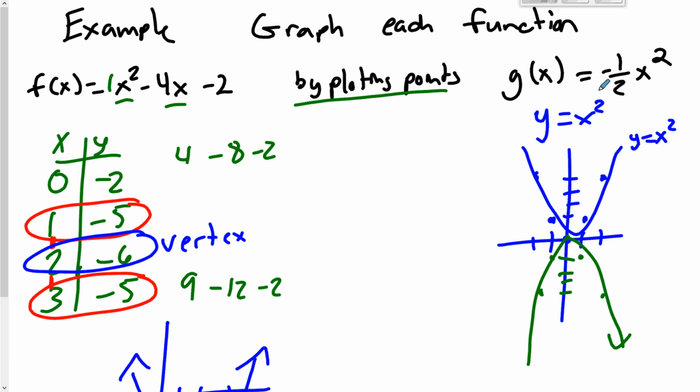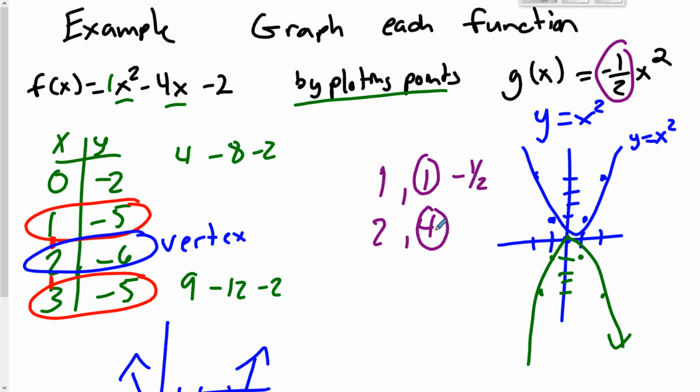And now that 1/2 is a fraction, right? So that means it's going to be wider than this one. So our ending one is going to be wider by a factor of 2, right? So normally we plug in 1, we get 1. We plug in negative 1, we get 1. We plug in 2, we get 4. But now we're going to multiply these by 1/2, or negative 1/2. And so here we're going to get negative 1/2, and here we're going to get negative 2, right? So we're going to go 1/2, and then negative 2.